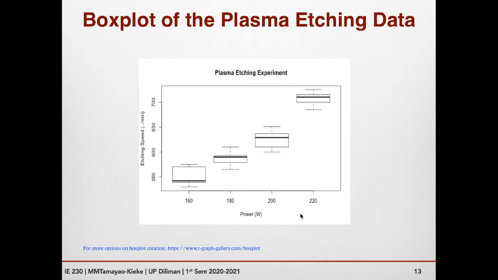Before we do any numerical statistical analysis, we first look at a graphical analysis. It's good practice to always start with a graphical analysis. One simple yet powerful tool that we can always use is the boxplot. This is the boxplot generated in R for our plasma etching experiment. And from this boxplot, what can you say?